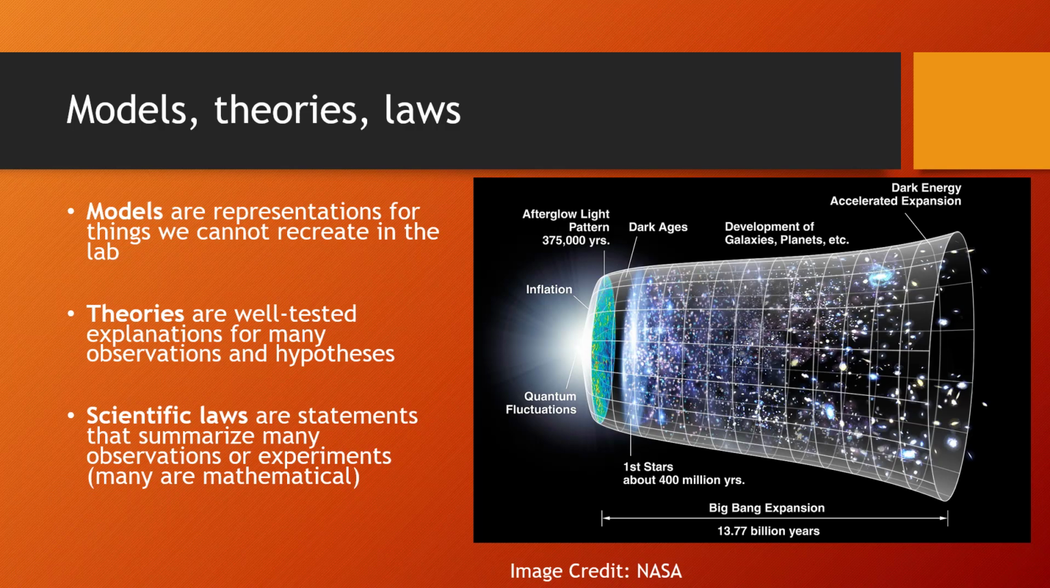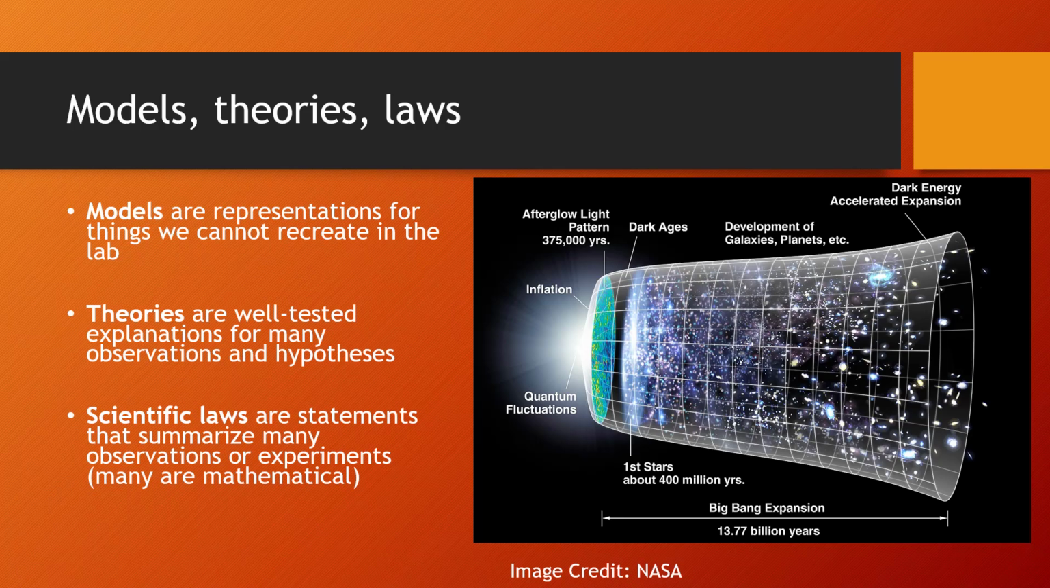Theories are going to be well-tested explanations when you have many observations and many hypotheses. For example, we note that as oceans get warmer, they make more hurricanes. That's why we have hurricanes in summer and not in winter. So the temperature of the ocean is going to have an effect on the number of hurricanes that happens. That's our theory. It's been pretty well shown by many observations and hypotheses.